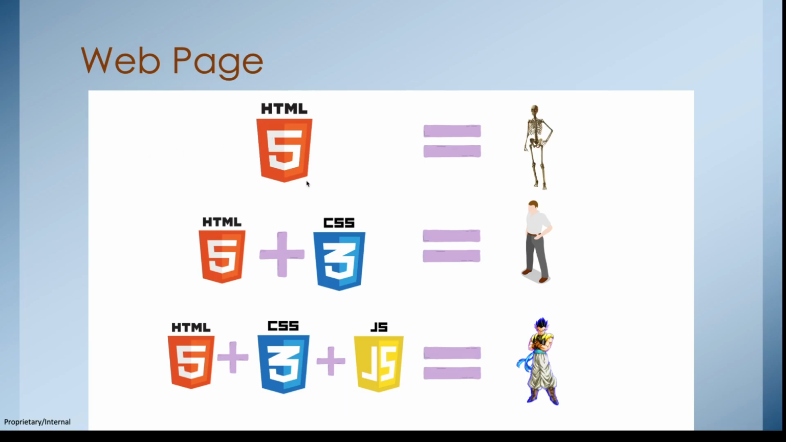Why are we using all three, not just HTML? This picture can explain it. Just HTML is like a person with just a skeleton. When you add CSS, you have a person with not just the bones, but flesh and clothes. When you add JavaScript, the same person becomes a superhero. It also looks like a person, but now it has powers.